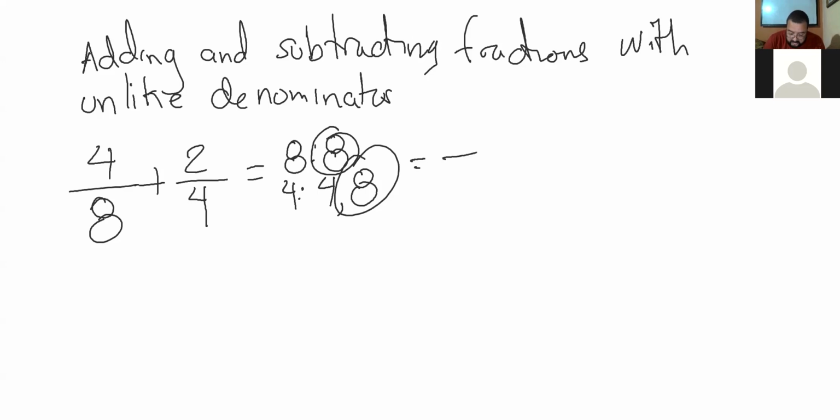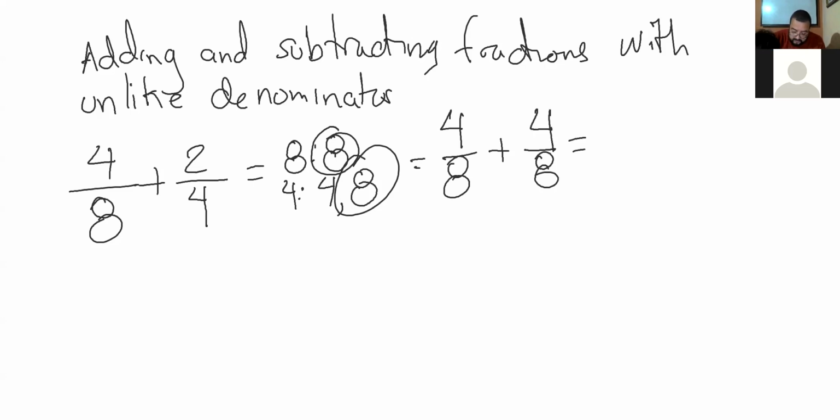So let's change 8 in the original exercise. How many times did I multiply 8 to get to 8? Times 1. So 4 times 1 equals 4. How many times did I multiply 4 to get to 8? Times 2. So we're going to multiply 2 times 2. 2 times 2 equals 4.